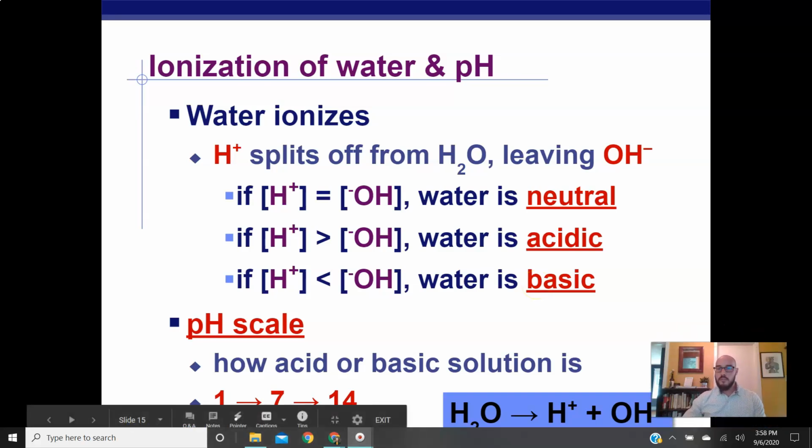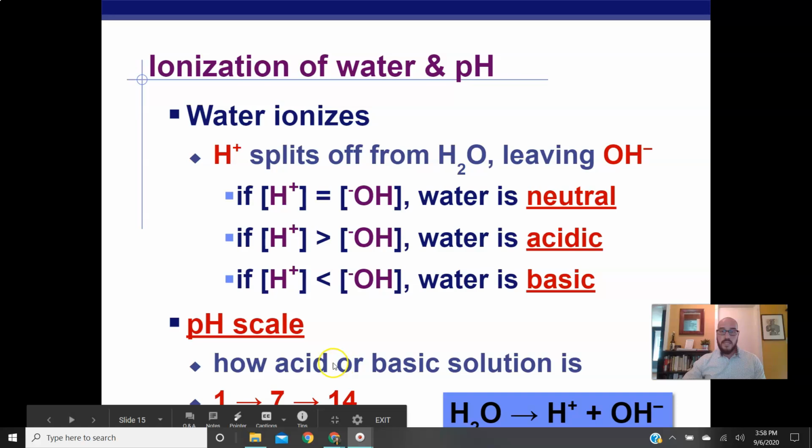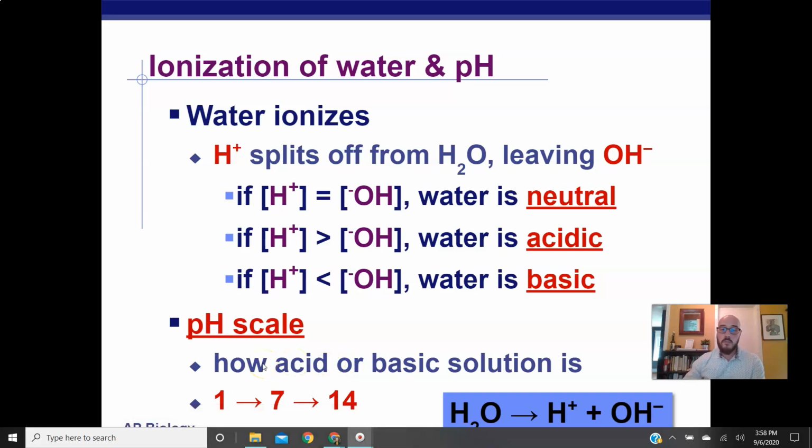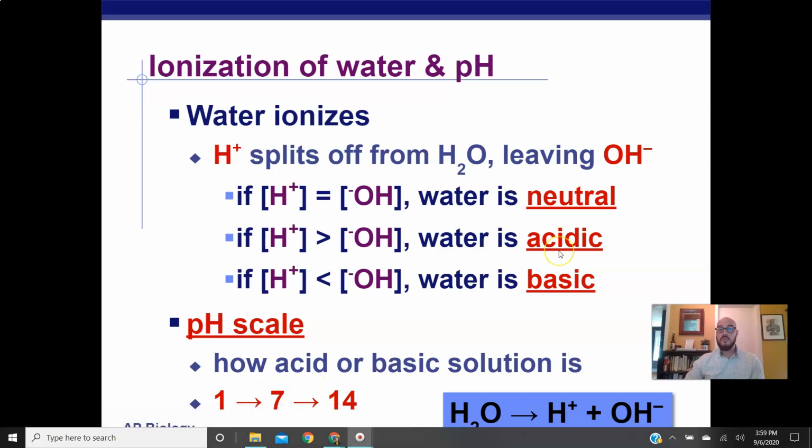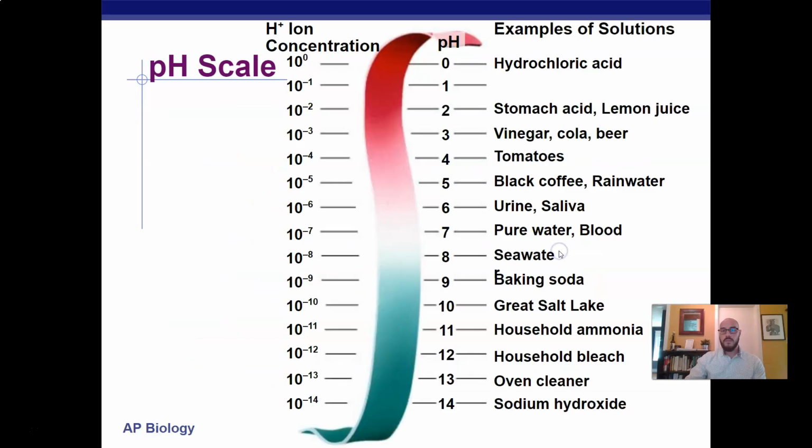So what does that really mean for us? Well, it gives us this scale here, okay? So we use the pH scale to determine how acidic or basic a solution is. So it's telling us the relative concentration of hydrogen versus our hydroxide. Okay, so 1, extremely acidic, 7, that is neutral, 14 is going to be basic. So take a look at our pH scale here.